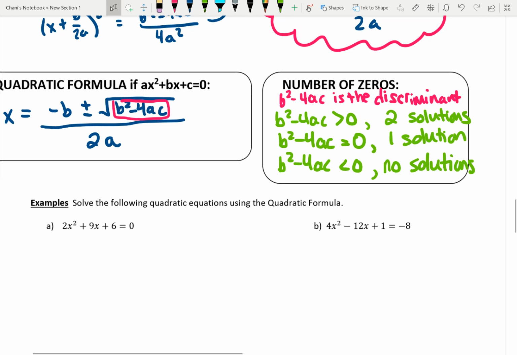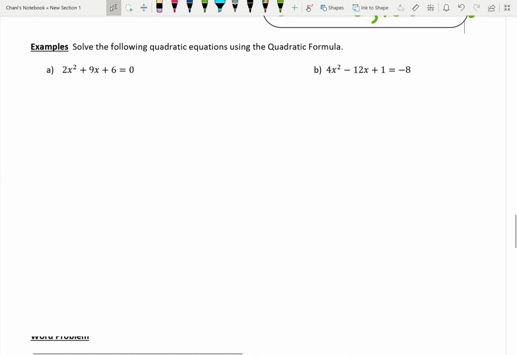So here's some examples. We're going to solve the following quadratic equations using quadratic formula. So the first thing that you have to have is that you have a quadratic in standard form equaling 0. So it has to be a quadratic in standard form equaling 0 before you can use quadratic formula. So let's identify our A, B, and C. A here is 2, B is 9, and C is 6. So those are the numbers we're putting into quadratic formula.